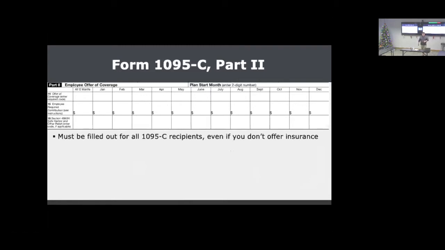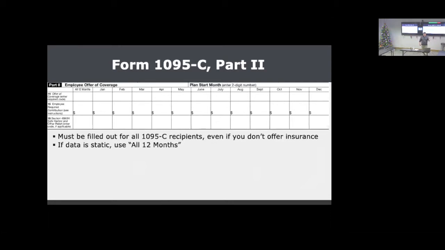This must be filed for all 1095-C recipients, even if you don't offer them insurance. The question is not, did we offer them insurance? The question is, are they full-time in at least 1 month? It is not, oh crap, we're going to owe a penalty, right? It's, were they full-time in at least 1 month? And if so, we've got to give them this form, even though we're telling the government we didn't offer them insurance.